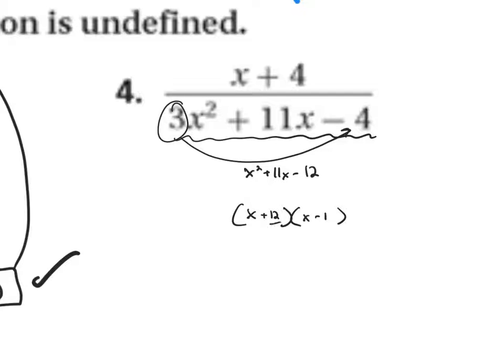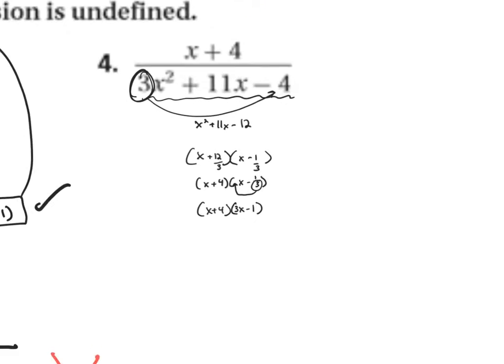Good job. Divide by 3 on both of these. That was the number we slid over. So then we reduce this down. x plus 4, x minus 1/3. Anything that's left is a fraction. We're going to slide the bottom back in front. x plus 4, 3x minus 1. Okay, that's what's on the bottom.